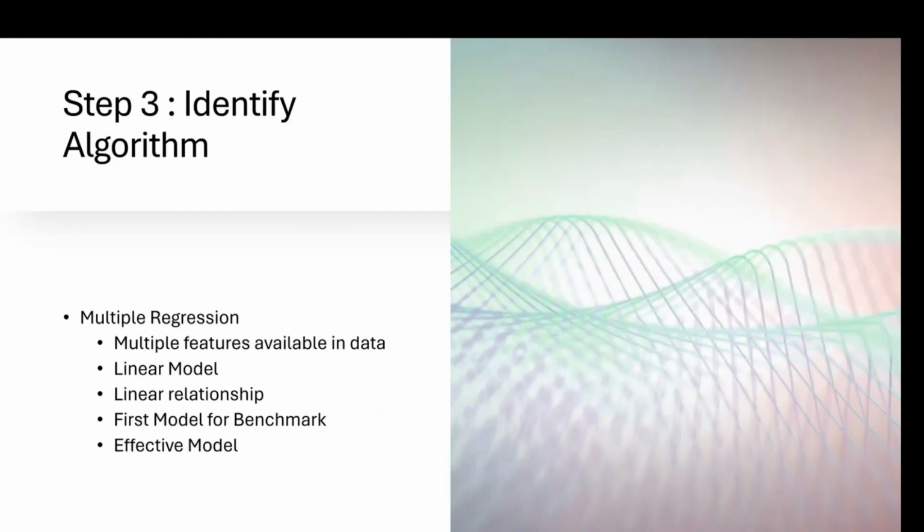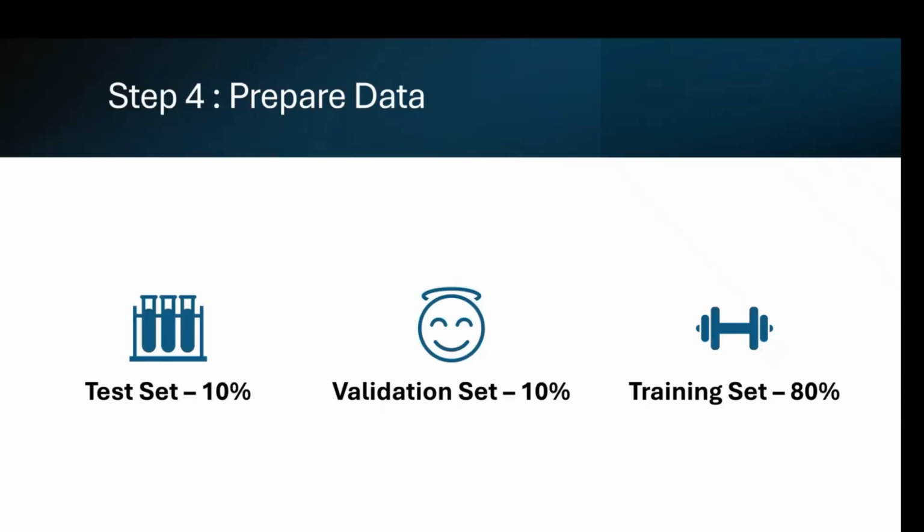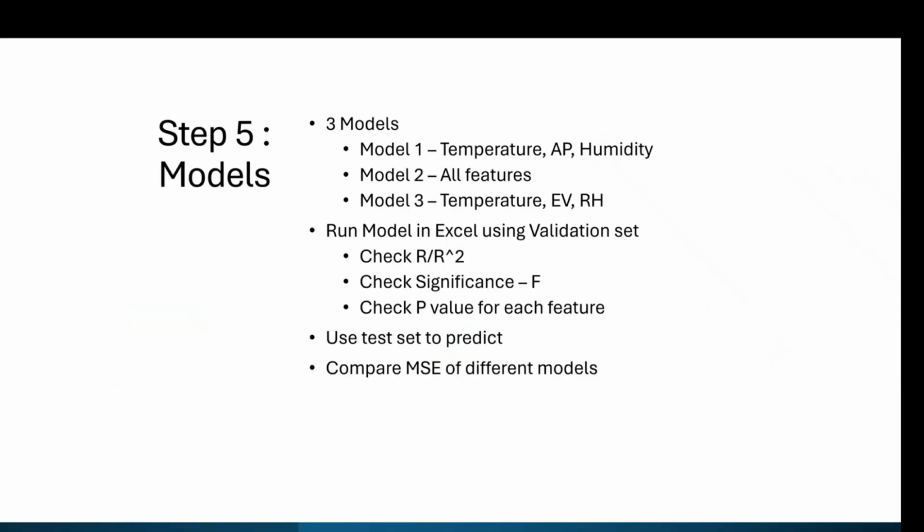Next was to identify the algorithm, which was multiple regression, which is essentially a very effective first model for a benchmark. Then the next step was preparing the data, for which I used the 80-10-10 method. The validation set is 10%, the test set is 10%, which we are using to predict the output, and the training set was 80%.